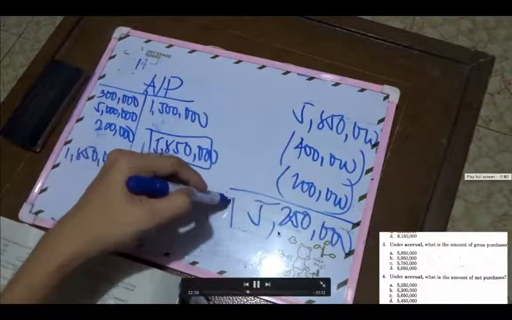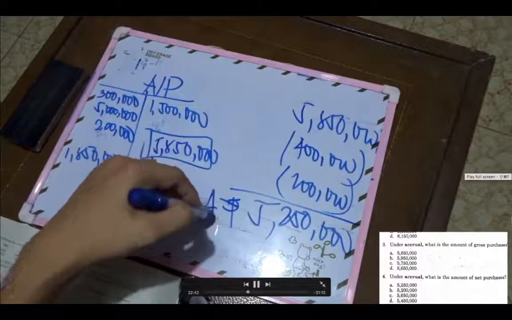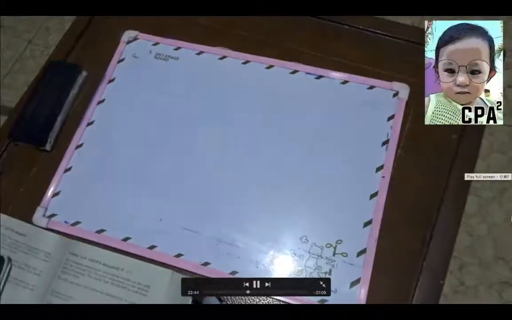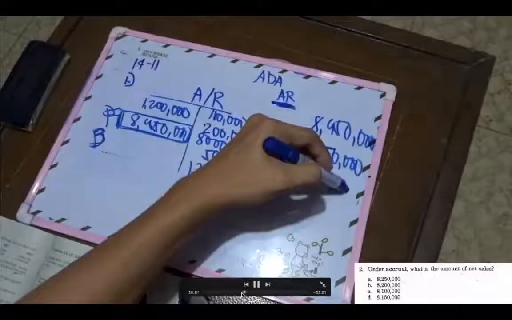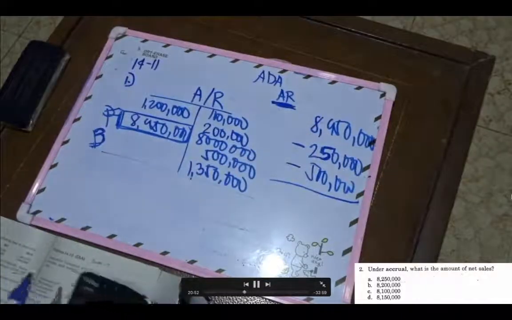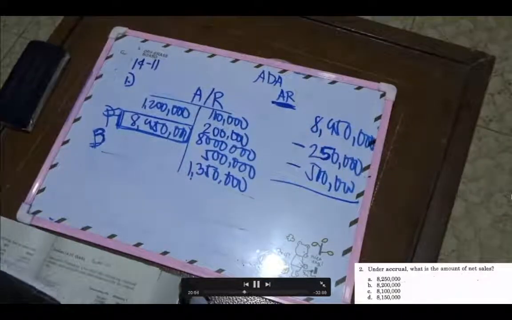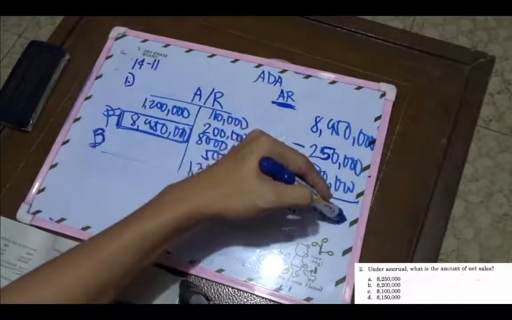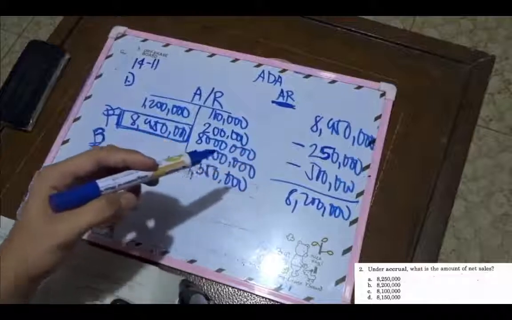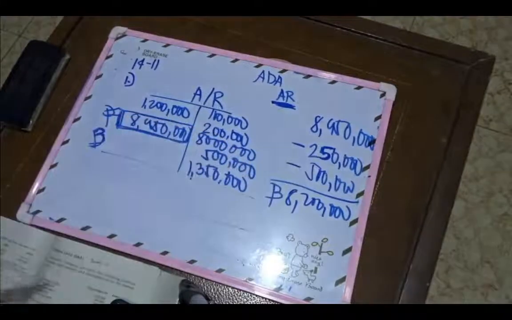That's letter A. So first we'll solve, by the way, we're done with the accounts. So 8,050,000 minus 750,000, that's 8.2 million. And that is letter B. So that's for number 2.